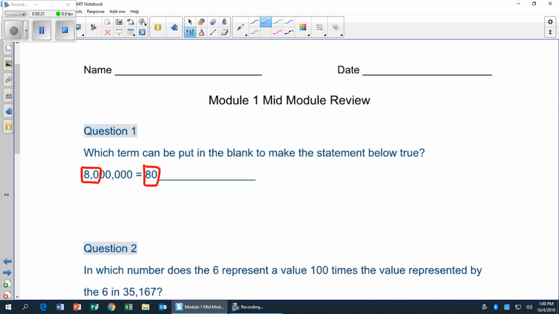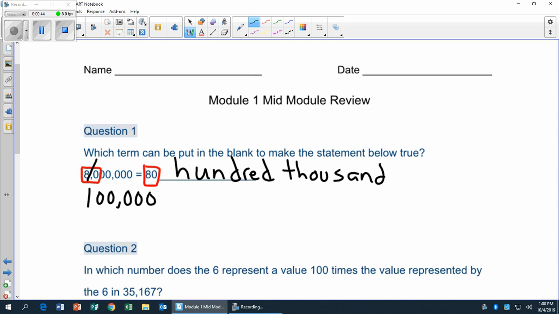And once we box that out, we're going to replace it with a 1 and rewrite the numbers that are not in the box. And then we see that the number is 100,000. So the answer over here would be 80 hundred thousandths. A way to check it is to take 80 and multiply it by 100,000.